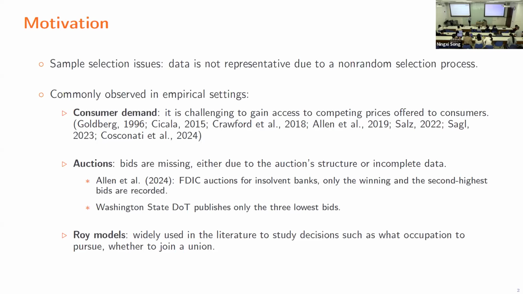What if this worker were to choose a different sector? What if he were to choose a different industry? What would be his wage distribution in that industry? So again, we have a missing data problem. And you see in all these examples, there is this sample selection problem because there's a non-random selection process.